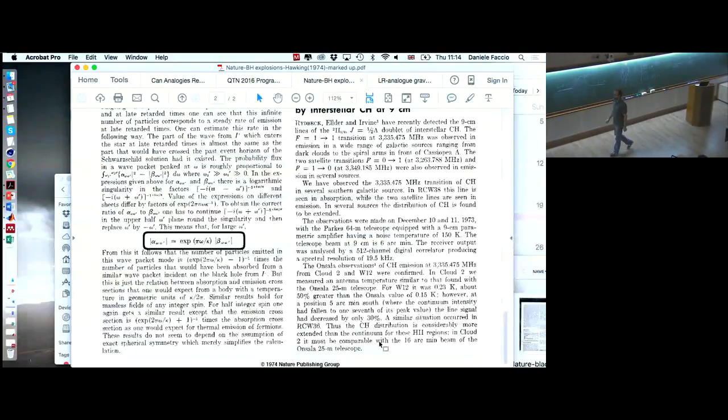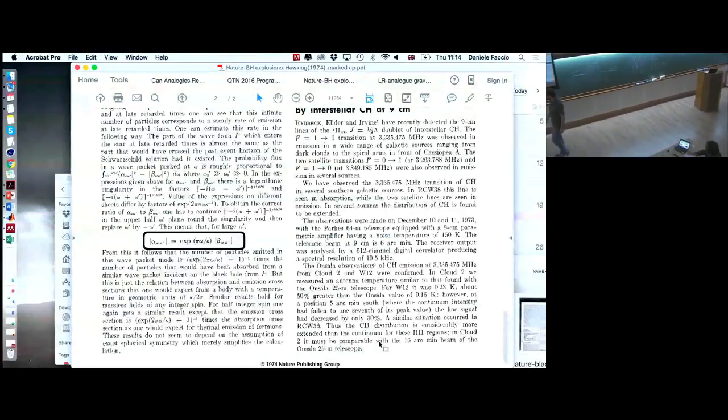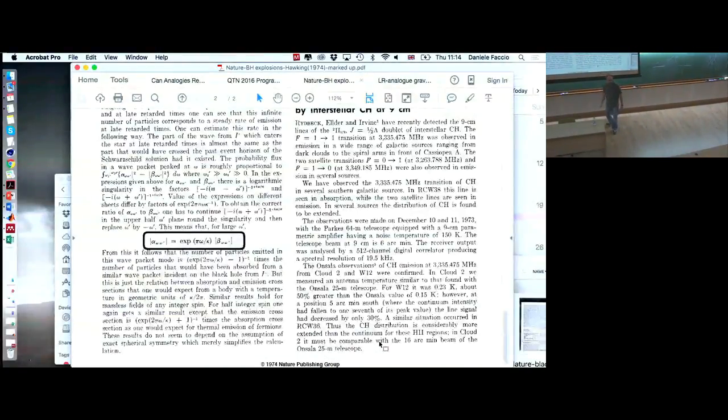Okay, so a question, although I did hint at this yesterday: is Hawking radiation a quantum effect or not? What are your thoughts on the basis of what I just did?